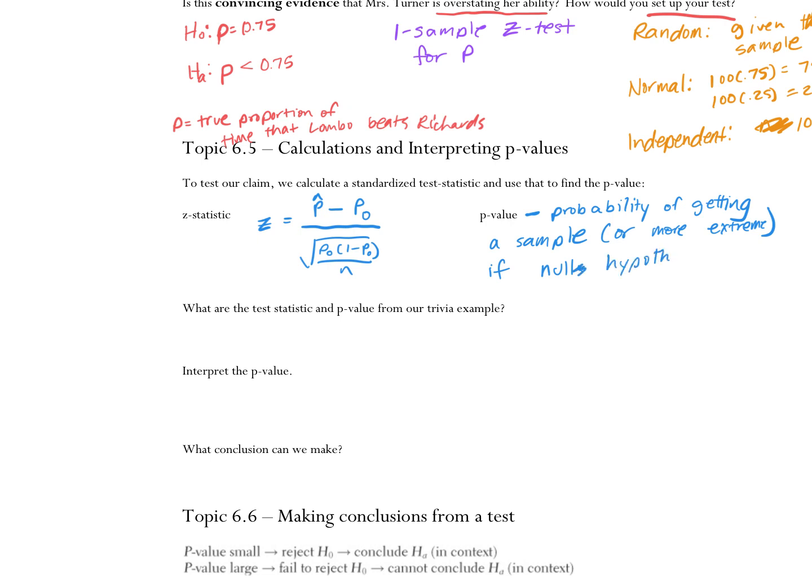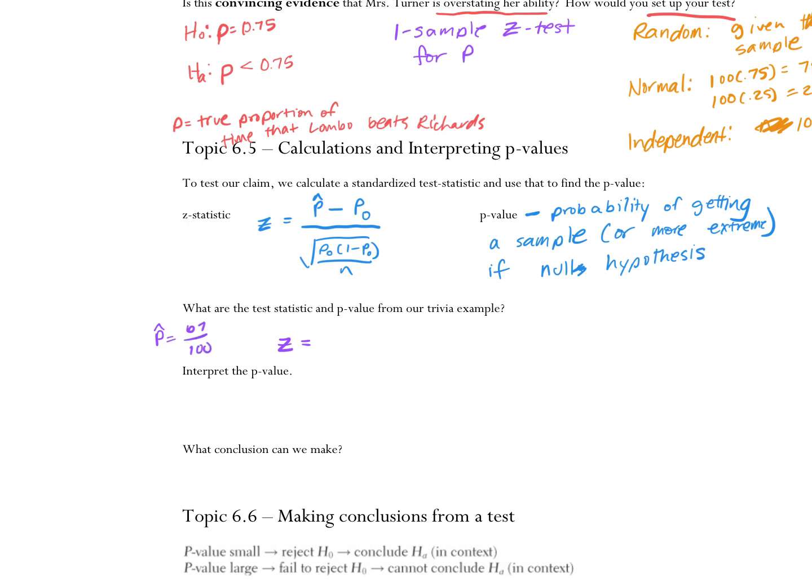All right. So the first thing I want us to do, guys, is for the crosswords example, let's go ahead and calculate that z-score, okay? In this setting, what was p hat? What is the actual observed sample that occurred? 0.67. It was 67 out of 100, yeah?